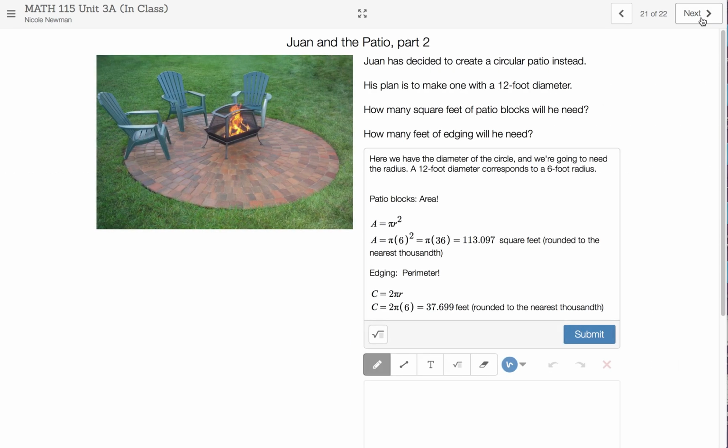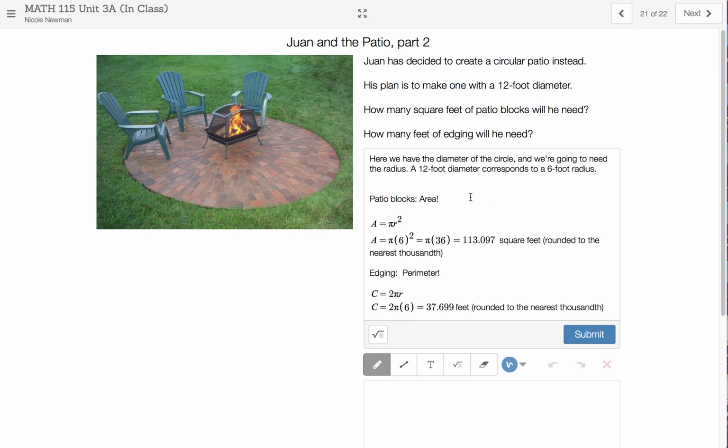Here's Juan in a circular patio. He's got a patio, or he wants to make one, that has a 12-foot diameter. We're wondering how many square feet of patio blocks he will need, and how much edging he will need. So I make a note here. We have the diameter. We're going to need the radius. The 12-foot diameter corresponds to a 6-foot radius. Radius is half the diameter.